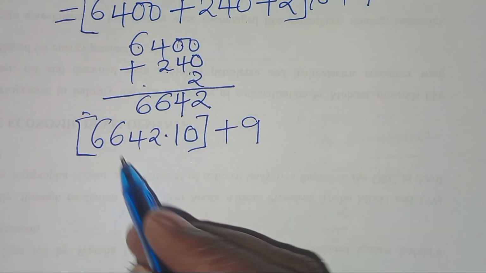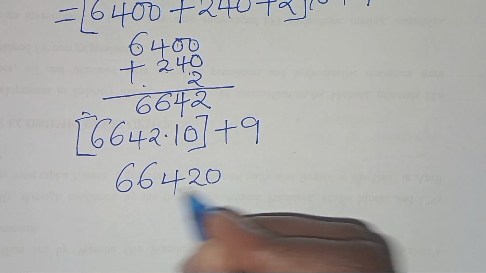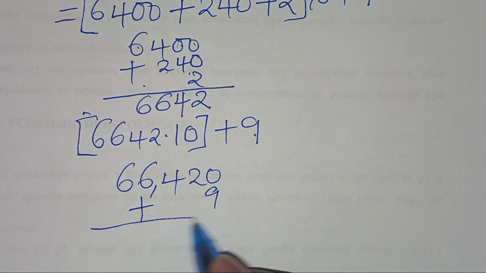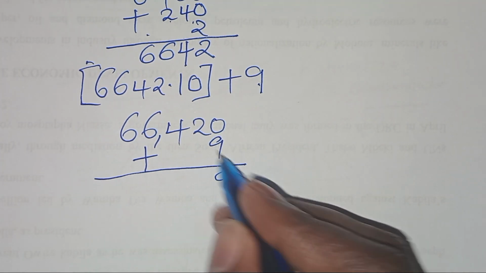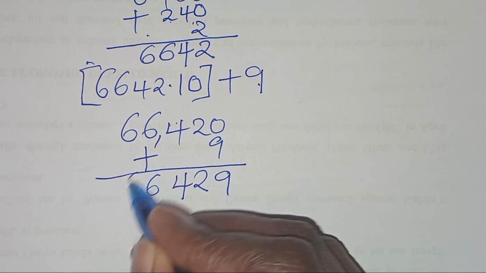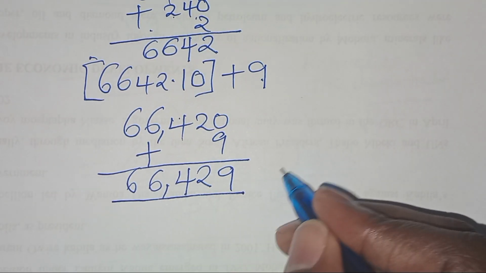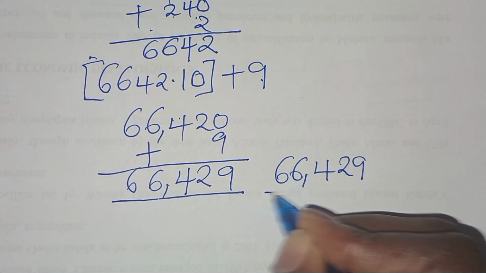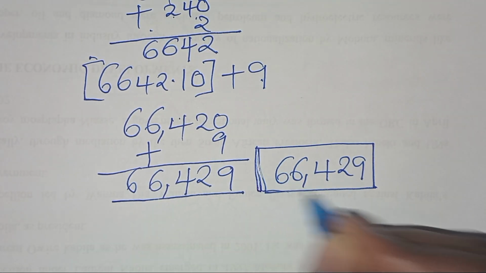So this is the same thing as 6642 times 10, which will be 66,420, plus 9. So that now here we will have 0 plus 9, this is 9. Then you drop this 2 here. Then you'll have 4 and then 6 here. So now we have the solution as 66,429. So this is the solution to this math problem without using the calculator.